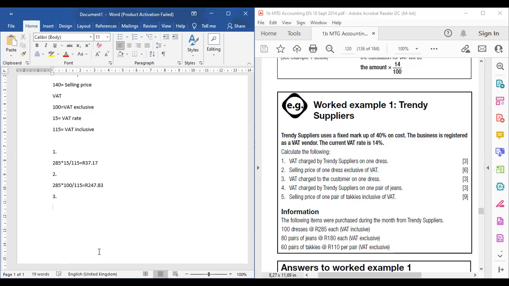We are in the books of Trendy Suppliers. And then they tell us the fixed markup of 40% on cost, and they tell us that the business is registered as a VAT vendor, right? The current VAT rate is 15%, ignore 14%, right? Then the information: the following items were purchased during the month from Trendy Suppliers, right? Then the first question, they asked, VAT charged by Trendy Suppliers on one dress, right? Number 2, selling price of one dress exclusive of VAT. Number 3, VAT charged to the customer on one dress.